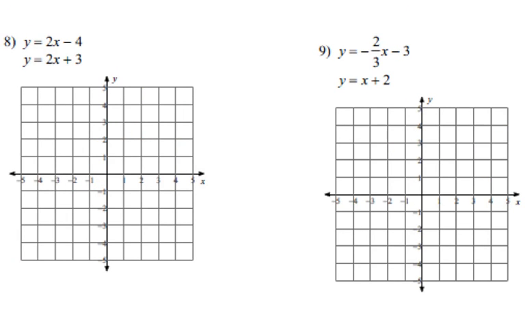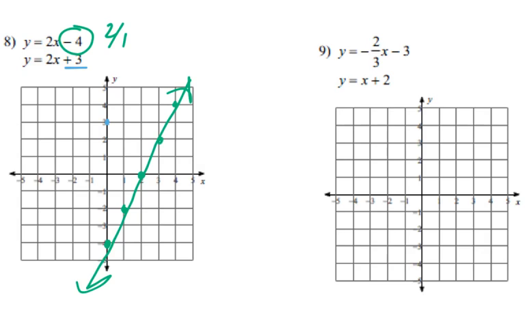Now, number 8. Okay, negative 4, down 4. Slope is 2 over 1. Up 2 to the right 1, repeated. Okay, there's our line.